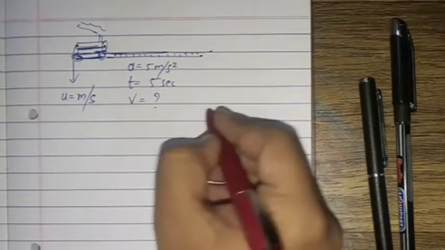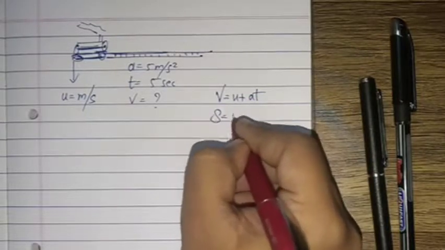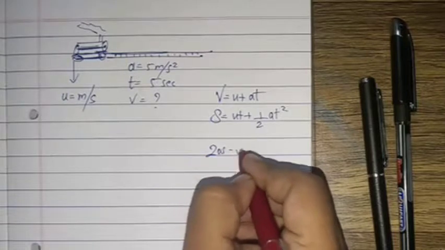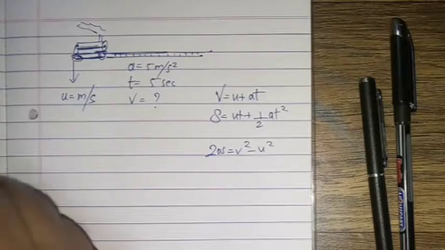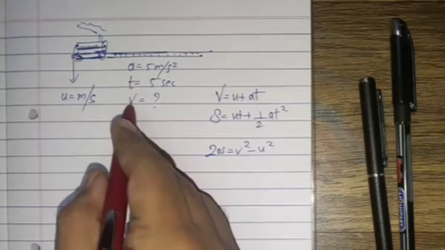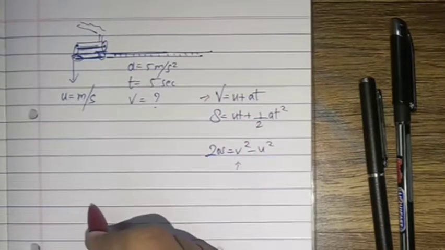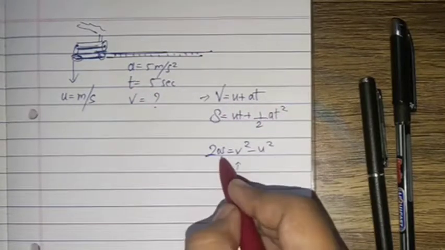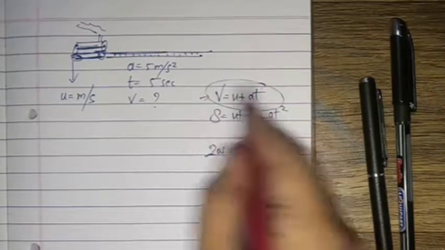Which formula? See, there are three formulas, right? V equals U plus AT, S equals UT plus half AT square, 2AS equals V square minus U square. Depending upon what is the asked question, we'll choose what is asked. V, where is V? In this and this, right? So what all things are given? A is given, T is given, U is given, S is given? No, so we won't use this. We will use this.